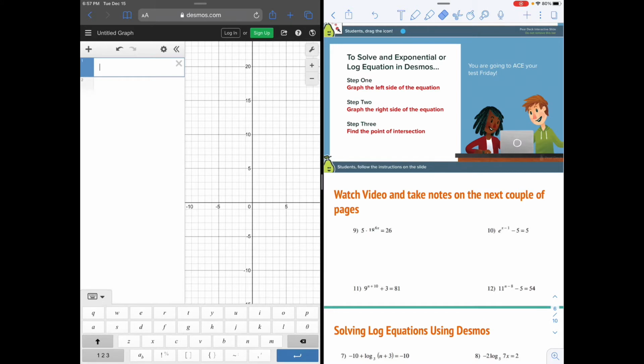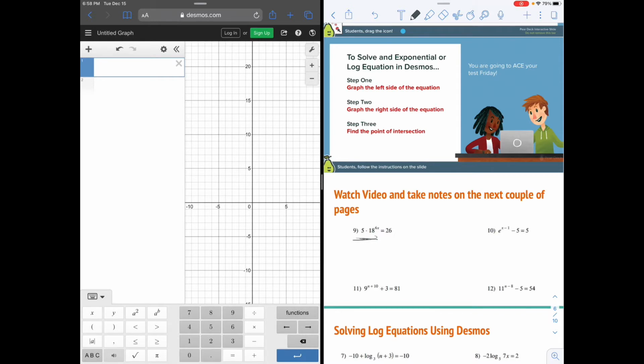So our left part of this equation is going to go into Desmos. So this is 5 times 18, so we're going to do 5 times, it helps to put y equals. So we're going to do y equals 5 times 18. And to get to the exponent, we're going to press a to the b. And then 6x. And we press enter to go to the next one. And then we're going to put y equals 26.